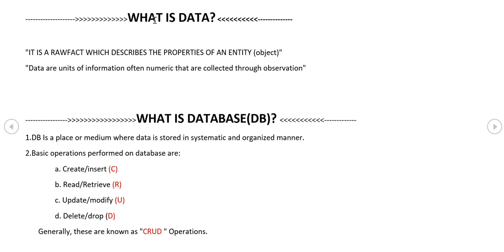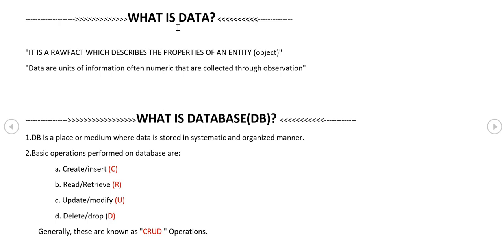Now coming to data. What is data? As I said, it is a raw fact which describes the properties of an entity. Entity is nothing but an object. In the previous video I took the example of a mobile phone. It has features like RAM, ROM, camera, battery backup, and all those come under properties. The mobile phone is the object in our example, and properties are RAM, ROM and so on. We can also say that data are units of information, often numeric, that are collected through observation. Coming to database.